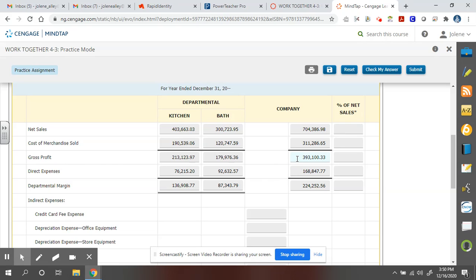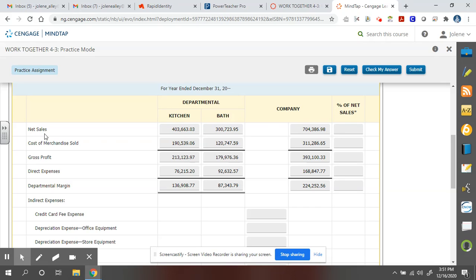Now I'm going to check myself by coming down here. I'm going to take the gross profit minus the direct expenses to get the departmental margin. I'm going to subtract 393,100.33 minus 168,847.77, and look at that, it comes out to 224,252.56.